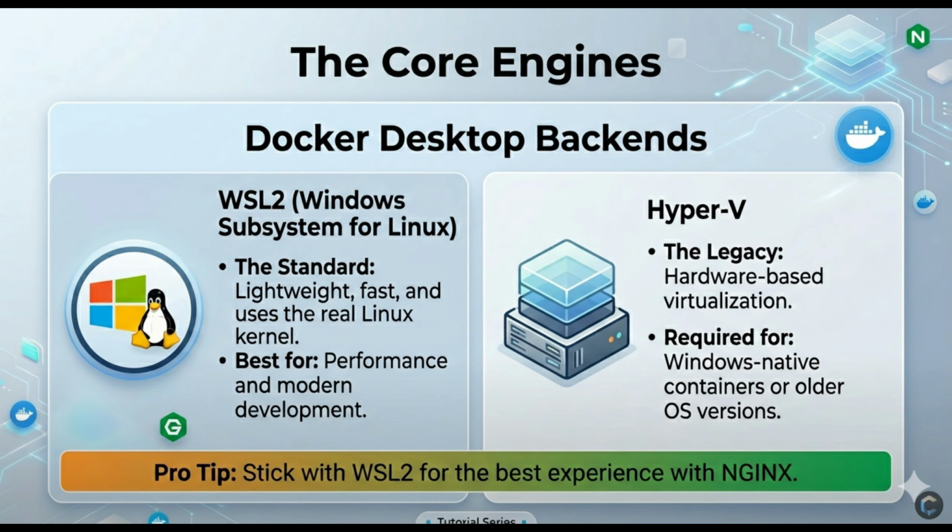Docker runs on either WSL2 or Hyper-V. WSL2 is the turbo mode. It's lightweight, it's fast, and it gives you a real Linux heart inside Windows. Hyper-V is the classic method. It's solid, but it's a bit heavier on your RAM. For the best performance, I always recommend WSL2. But, like I said, I'm going to show you exactly how to set up both.